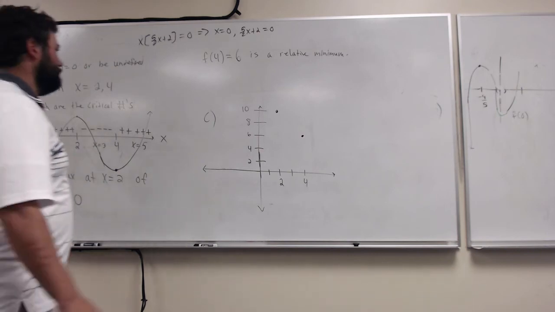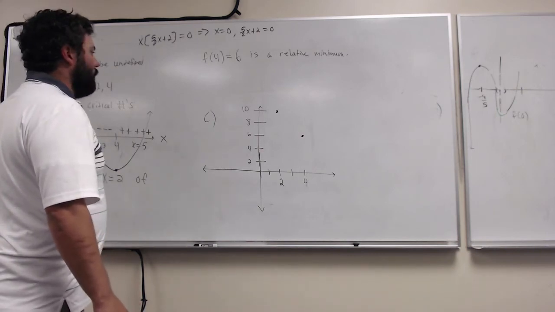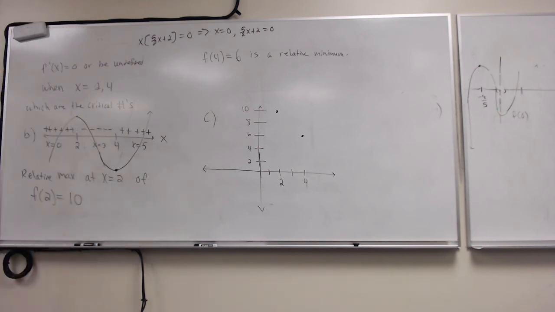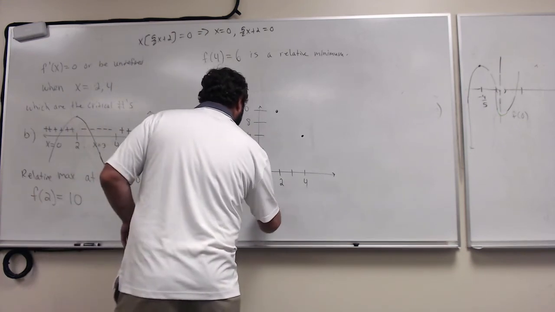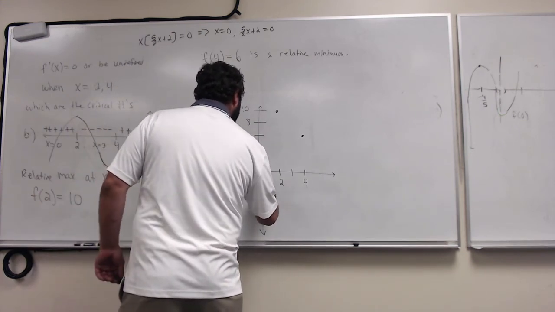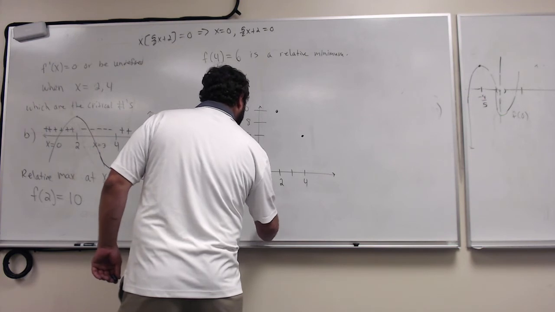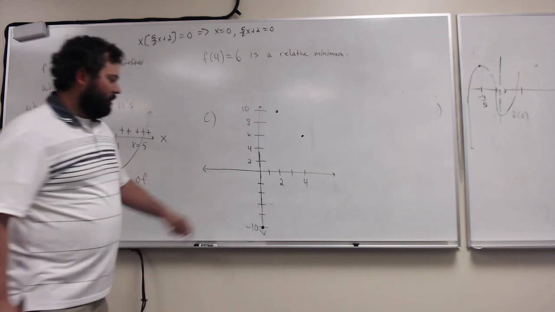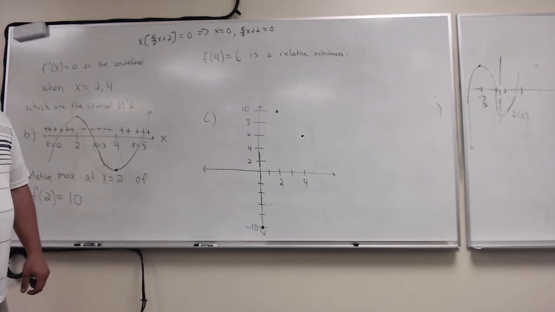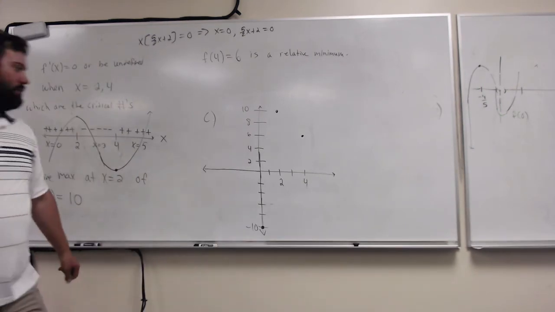And then, what would the y-intercept be? It's negative 10. Yeah, if you plug in 0, you get negative 10. So what I'm going to do is extend it downward. I'm just adding an extra piece of information so that my graph looks a little more accurate. So that'd be your y-intercept down there. When you plug 0 into the function, you get minus 10.